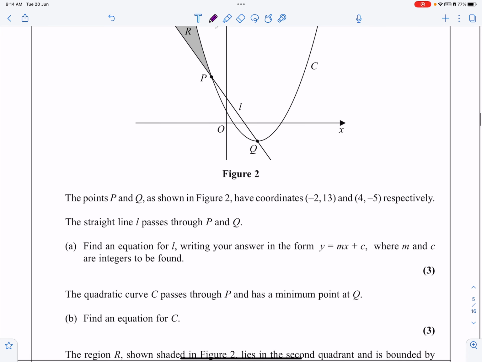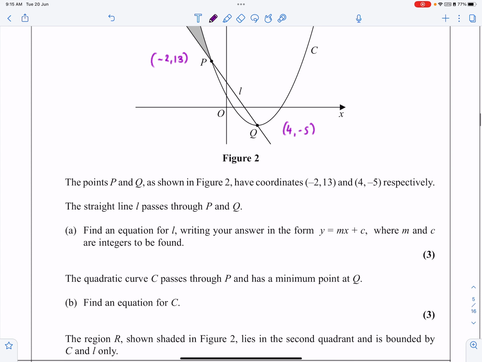So we've got these 2 points P and Q. I'm going to draw on the diagram what they are. One of them's -2, 13, and the other one is 4, -5. And we'll just focus on part A. Part A says, can we find the equation of the line that goes through PQ? Yeah, absolutely we can do that.